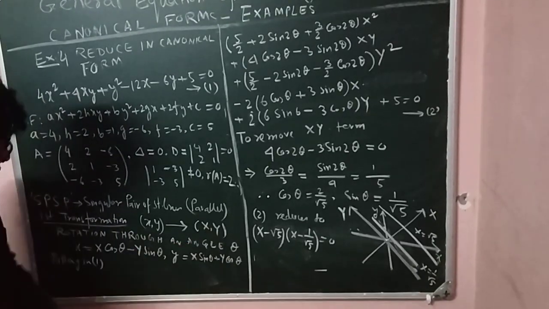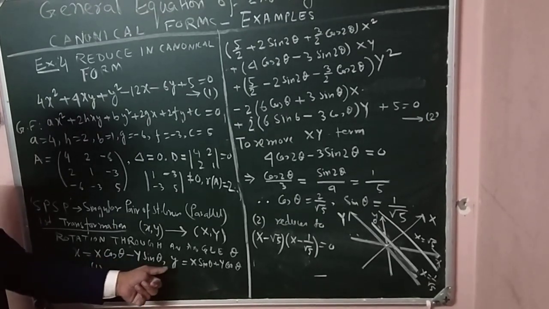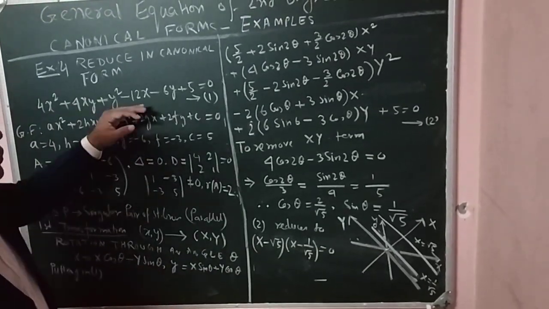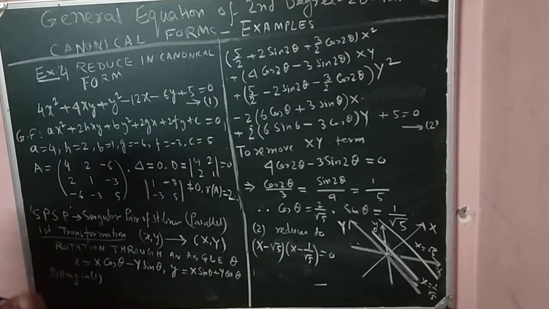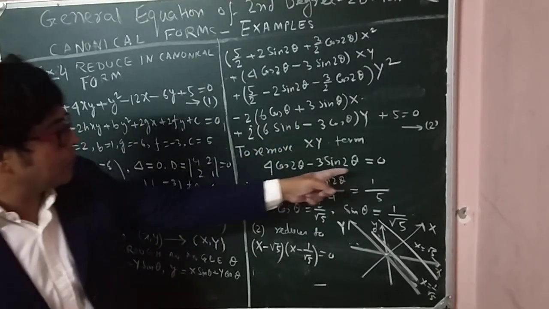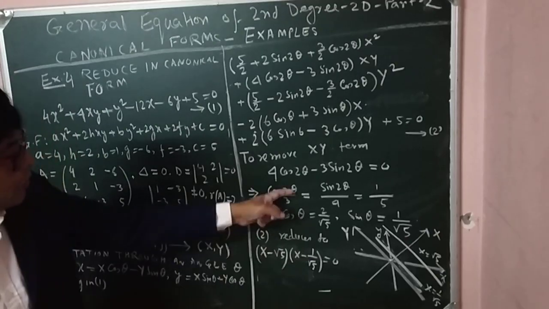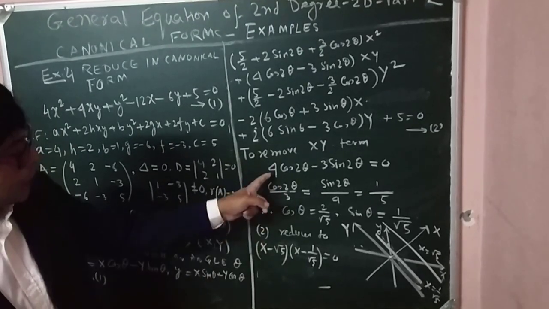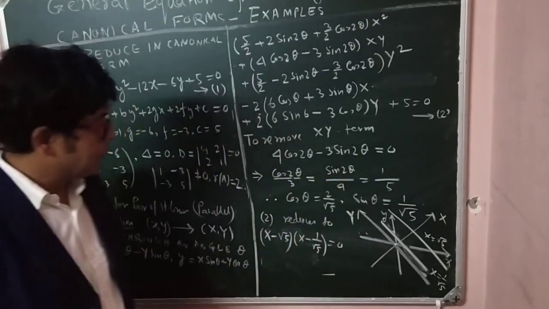We rotate through an angle theta by the formula x equals capital X cos theta minus capital Y sin theta, y equals capital X sin theta plus capital Y cos theta. On substituting this into equation number 1, we obtain this on simplification. As usual, we have to remove the product term xy. So to remove it, we obtain cos 2 theta by 3, sin 2 theta by 4, equal to 1 by 5. So cos 2 theta and sin 2 theta are both positive, so theta is in the first quadrant, and cos theta and sin theta are also positive. So it can be obtained from this equation.